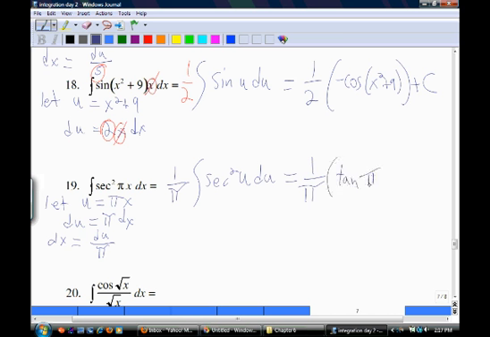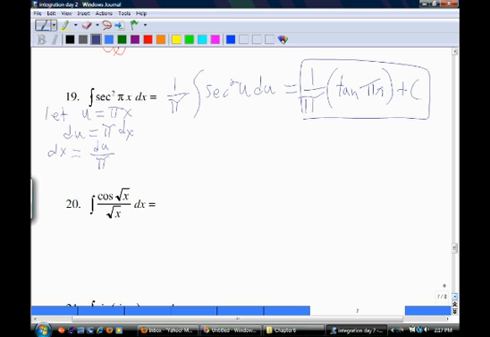Next one I have is cos root x over root x. Well, this time it might be kind of hard to see what you want to let u be, but we're going to let it be basically x to the 1/2. And a hint for that is, if you look at the bottom here, it's a root x. Well, I can't really do anything with that, but what I can do is get rid of it if it cancels. So if I let u equal x to the 1/2, my du is going to be 1/2 x to the negative 1/2. We can clean that up a little bit.